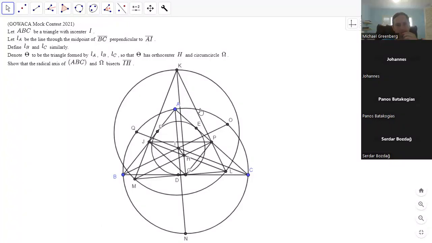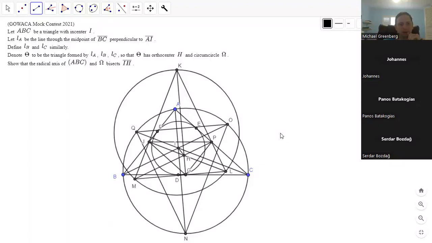Well, QON and KML are similar triangles, and they must also be congruent. So we need to prove that they're equivalent. We need to prove that OQ equals ML to finish the problem. That's a really good idea. Obviously, AQIO is a kite by the incenter-excenter lemma.